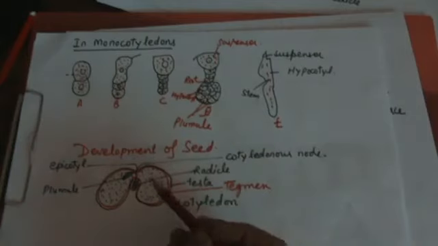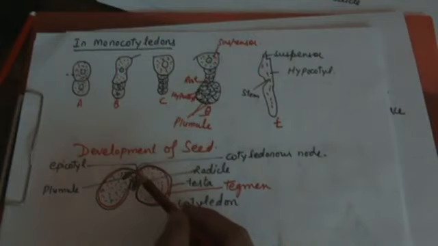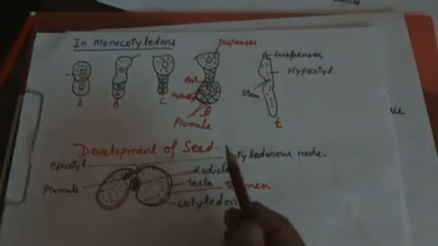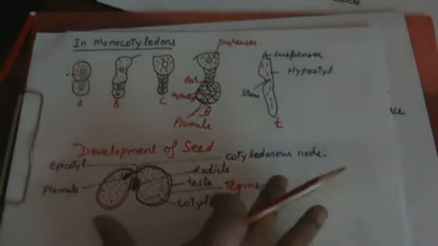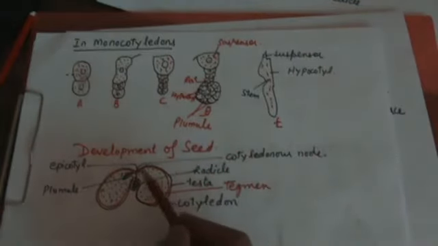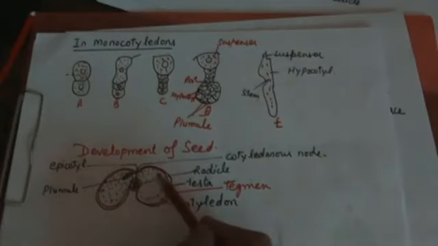Now the micropyle remains in the form of a fine pore on the surface of the seed. Here the fine pore is known as the micropyle. The funicle is transformed into the stalk of the seed. And the hilum marks the point of attachment to the stalk. The seed, this is the cotyledonary node, plumule, radicle. If we open the seed, it looks like this.